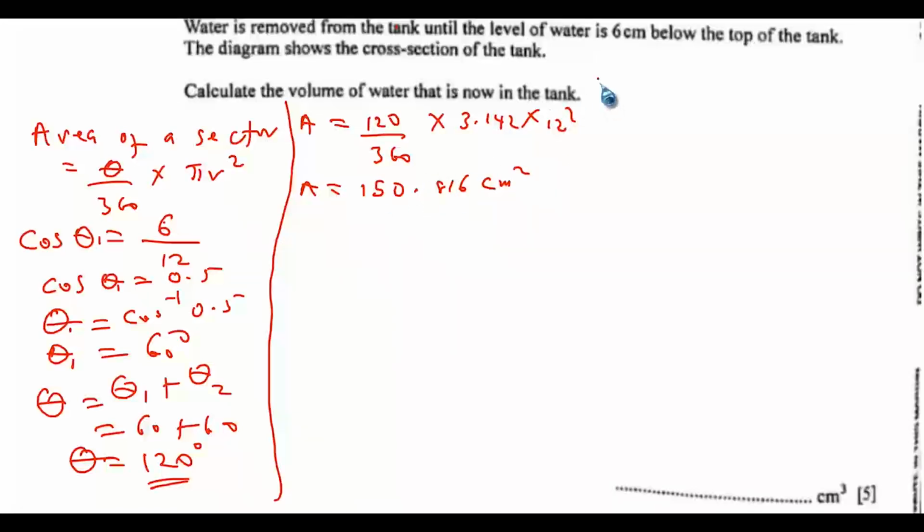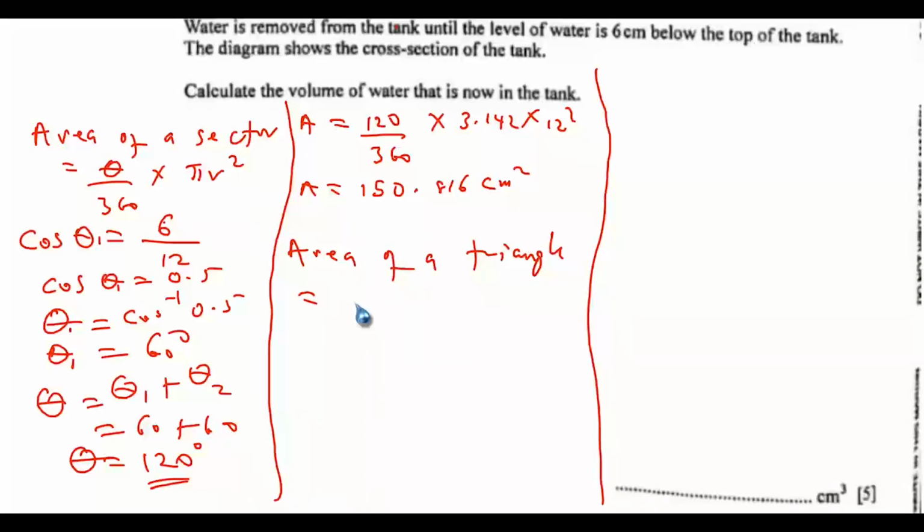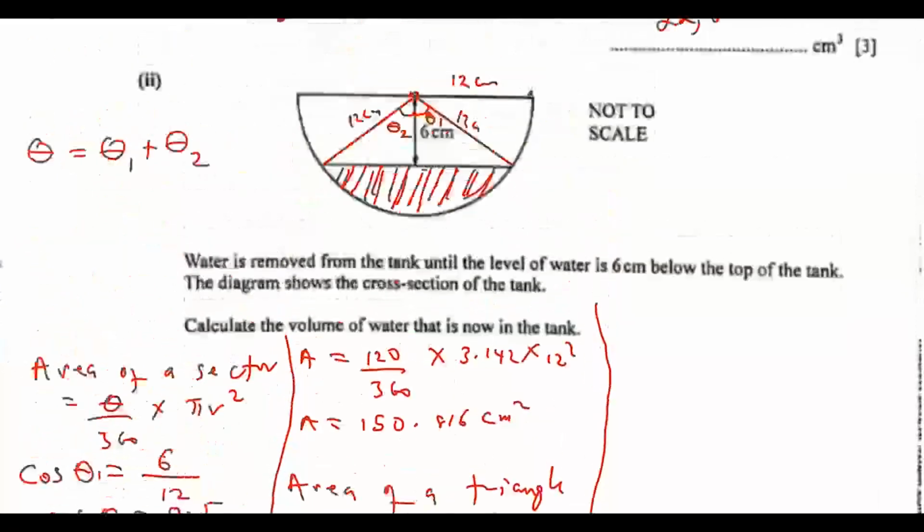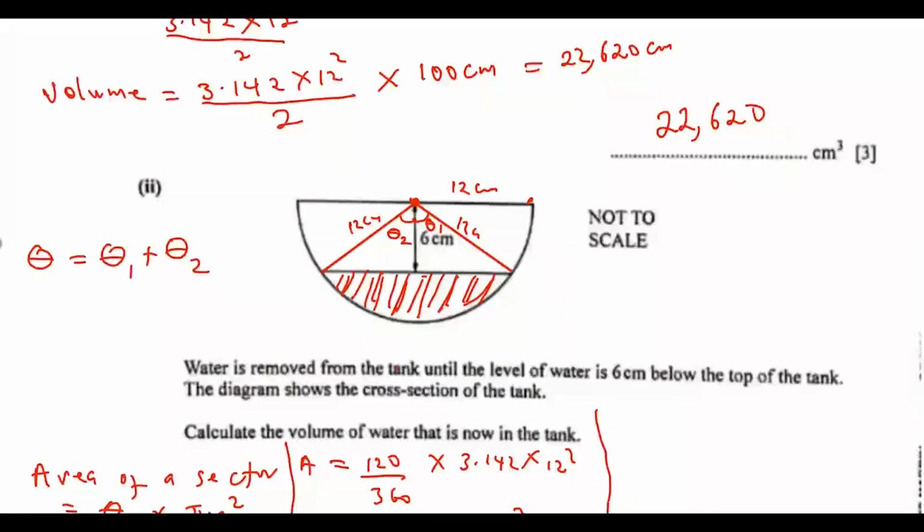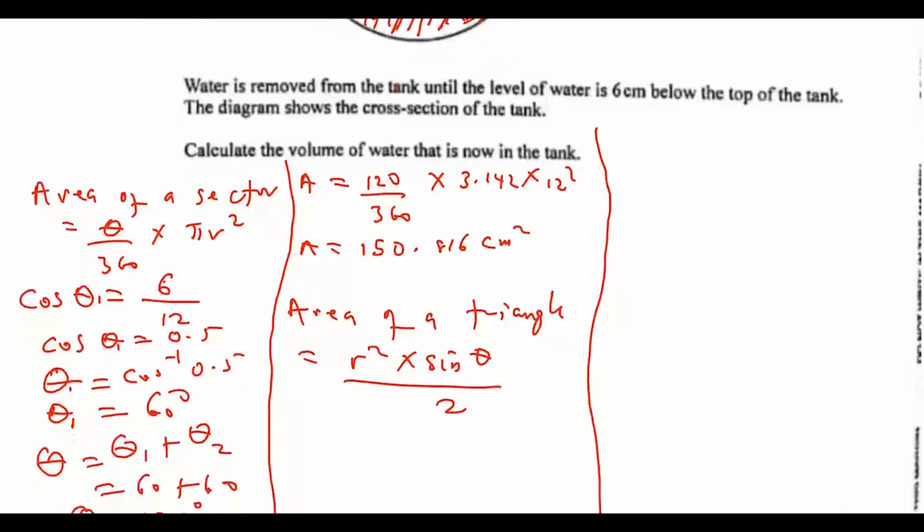Next we calculate the area of a triangle. So let's draw a line like this. Good. You can say area of a triangle will be equal to, according to this formula, r squared multiplied by sine theta, everything divided by 2, because we know two sides and one angle of the triangle. So this is the correct formula.